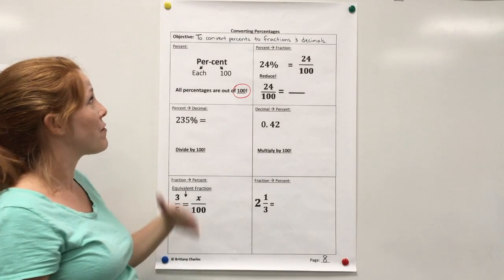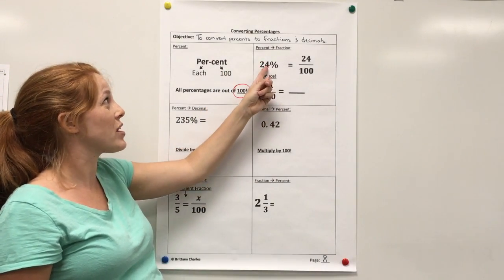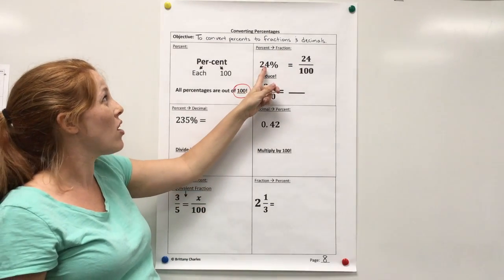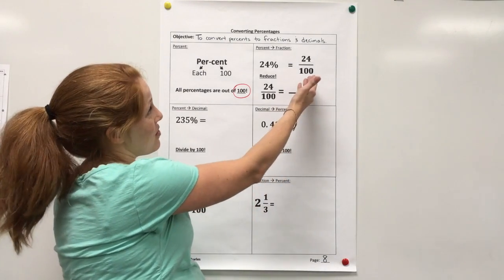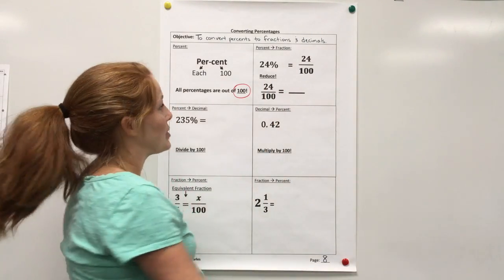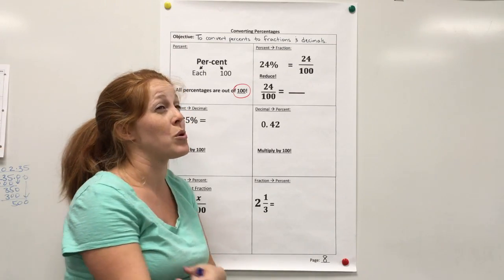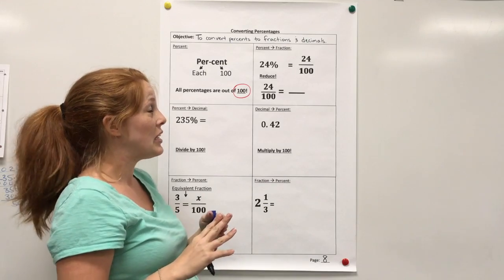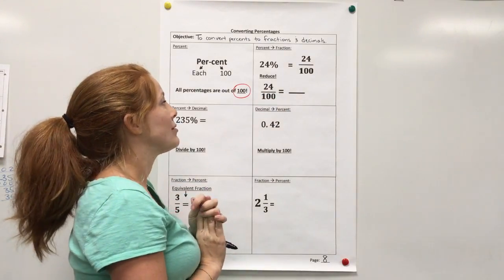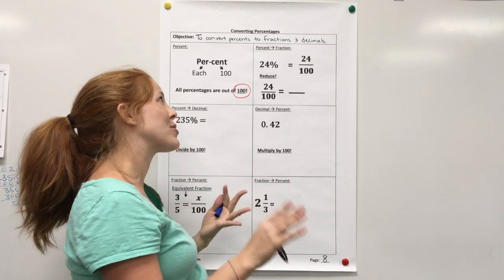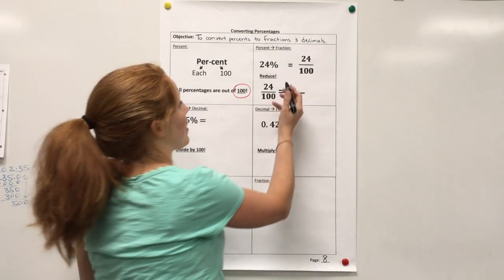Okay, so if I am given a percent and I want to change it into a fraction, well, I know that all percents are out of 100. So all I have to do is put it over 100. All right, and then of course, I'm going to put it in simplest form, so I need to reduce it. So here I can think again. Think back to when I wrote down all the factors of 100. Well, I need to think of what factor of 100 also goes into 24. I know 10 doesn't work, 25 won't work, 20 won't work. 4 would work. So I'm going to divide by 4.